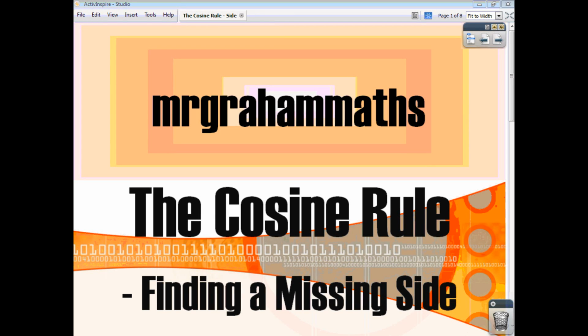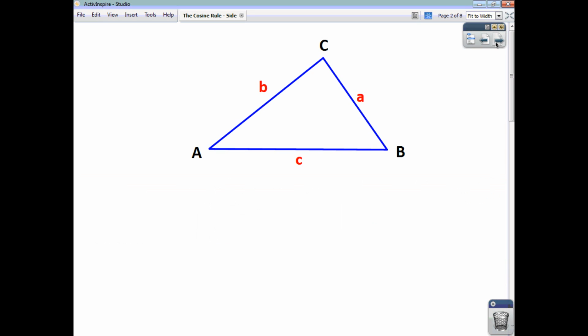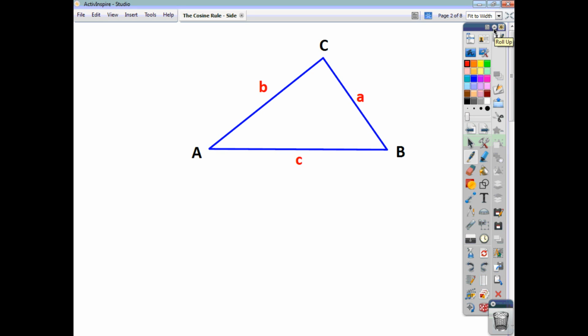In this video, we're going to use the cosine rule to find a missing side. Now, as you know in your formula sheet, you're going to be given two forms of the cosine rule. One you use to find a missing angle, and the other you use to find a missing side.